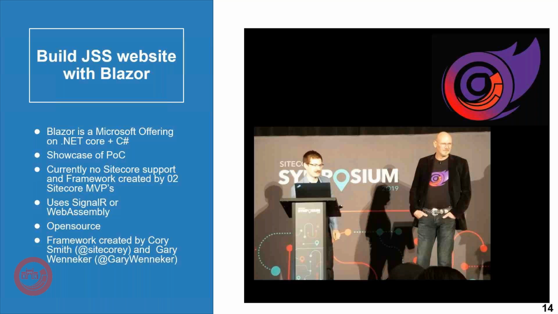So this was another good topic: building a JSS website with Blazor. Blazor is a different technology where you can write code using .NET Core, right? It's a Microsoft offering, and you can write code in C# and implement asynchronous behavior. So it is an independent platform, and the Sitecore Blazor is driven by the Sitecore community itself. What they have showcased was created by Corey and Gary, and currently it's in the development stage itself. So there are some improvements, and all the community members are working on it.